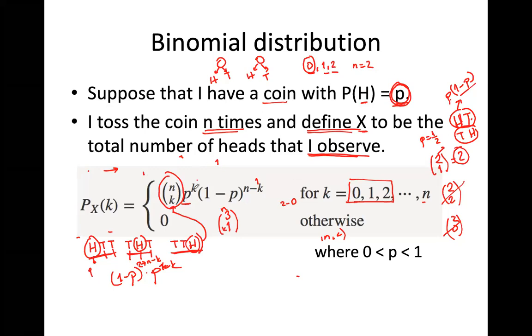Did you understand this part, arkadaşlar? Out of 3 flips, I have only 1 flip with heads. What's the probability of obtaining one heads? P. What's the probability of obtaining the rest as tails? 1 minus P to the power of the rest, 2. Anladık inşallah değil mi arkadaşlar?